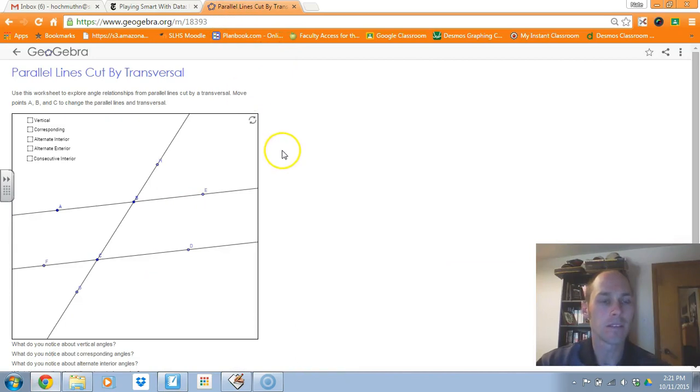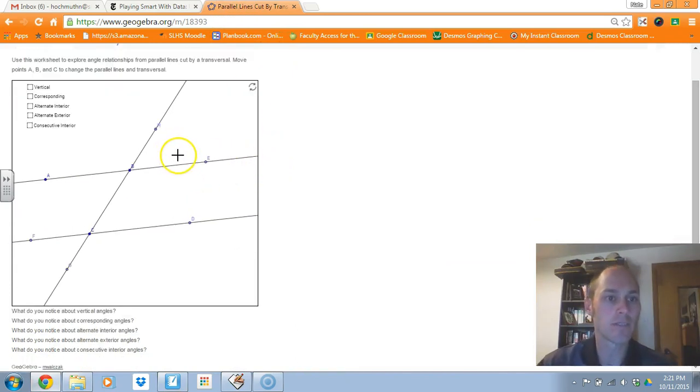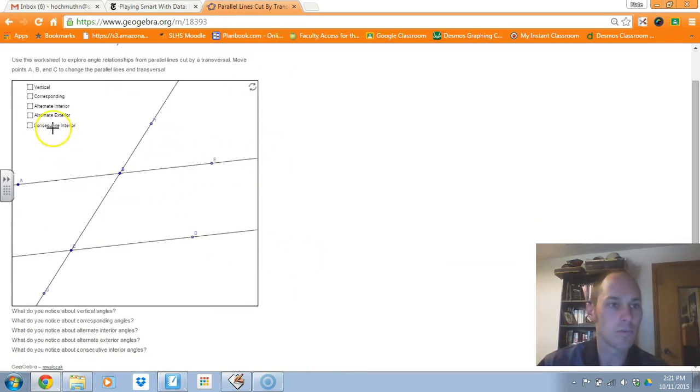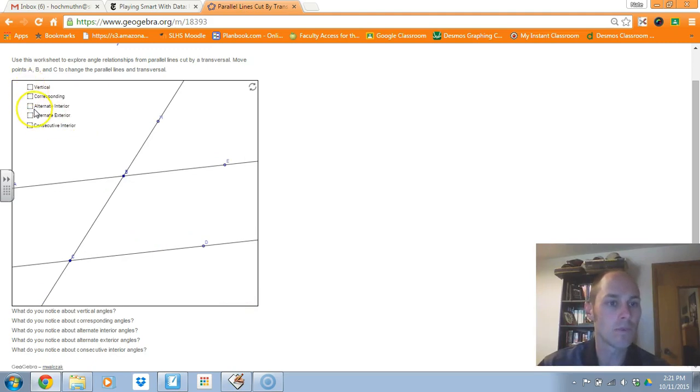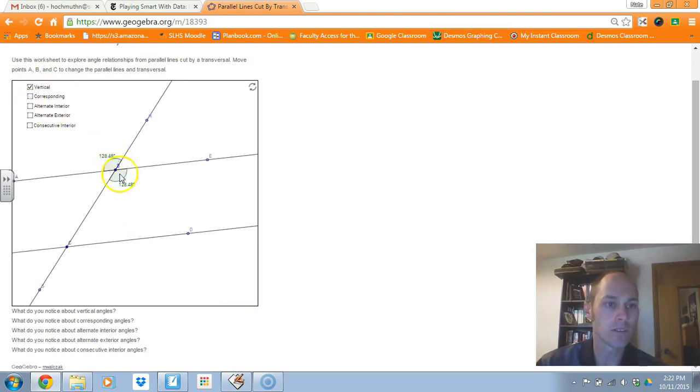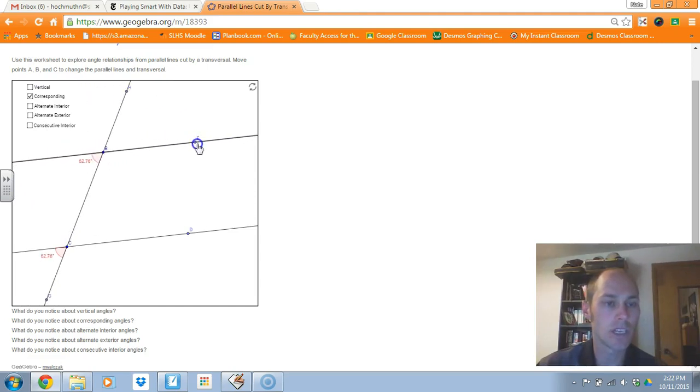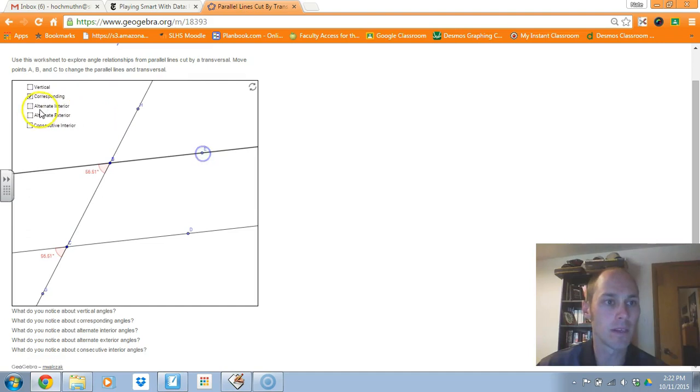All right, so here's our parallel lines cut by a transversal. Let's zoom in here. If we have vertical lines, we know those vertical angles are congruent. We've already talked about that before. Let's look at a set of corresponding ones. Yep, it's true that those are congruent. Even if I change the angles, those always stay the same.